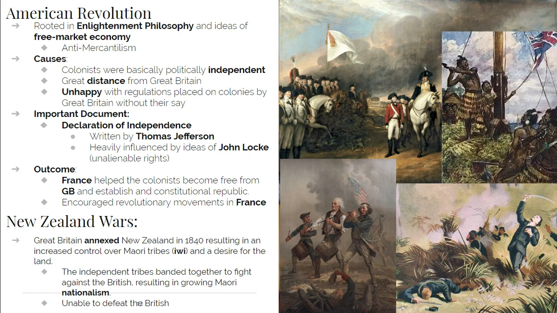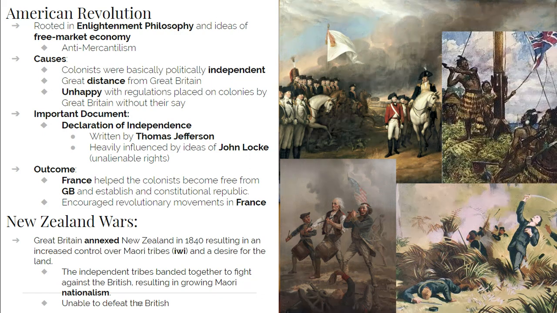And the tribes that are there, the Maori tribes, decide that they're going to fight back, leading to this idea of Maori nationalism. And unfortunately, well, depends on your point of view, I guess, they don't defeat the British, right? And they remain even to this day under the control of the British, even if it's only in name, right? They remain part of the British Commonwealth.